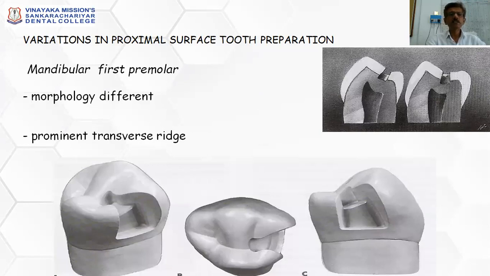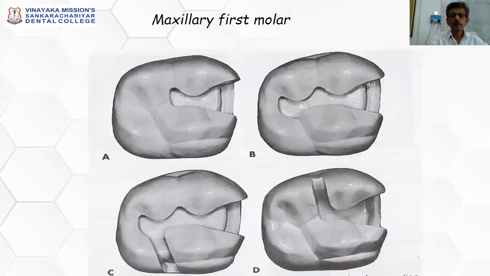There are certain variations in the proximal box tooth preparations. For example, in the mandibular first premolar, the tooth is slightly lingually tilted, so morphologically it is different. If you're not going to keep this in mind, there's a chance that you can end up in a pulpal exposure. You have a prominent transverse ridge out here. So as far as the premolar is concerned, you need to slightly tilt the burr lingually.